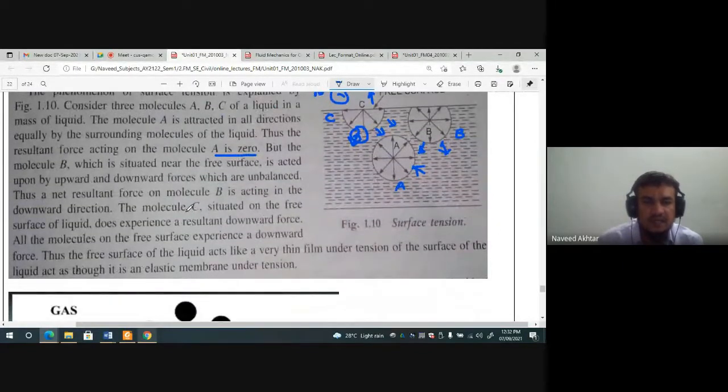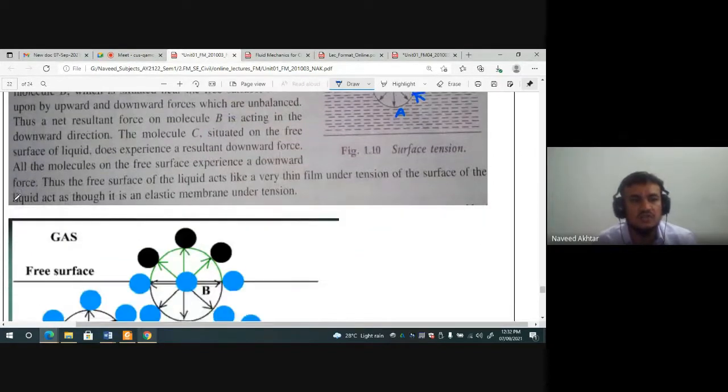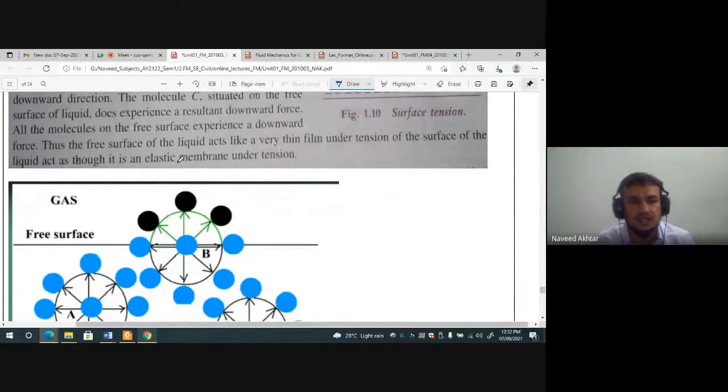Okay, and the molecule C situated in the downward direction. The molecule C situated on the free surface of the liquid does experience a resultant downward force. All molecules on the free surface experience a downward force. Thus, the free surface of liquid acts like a very thin film under tension. The surface of the liquid acts as though it is an elastic membrane under tension.